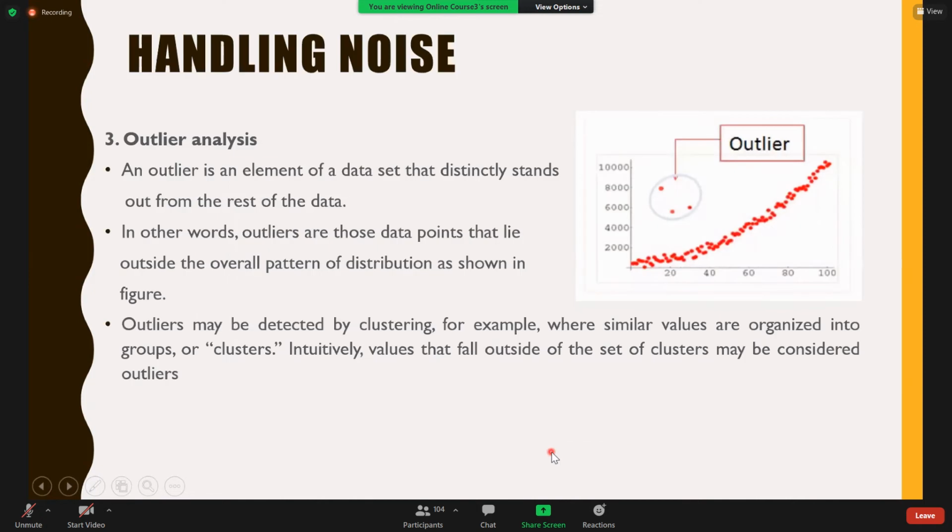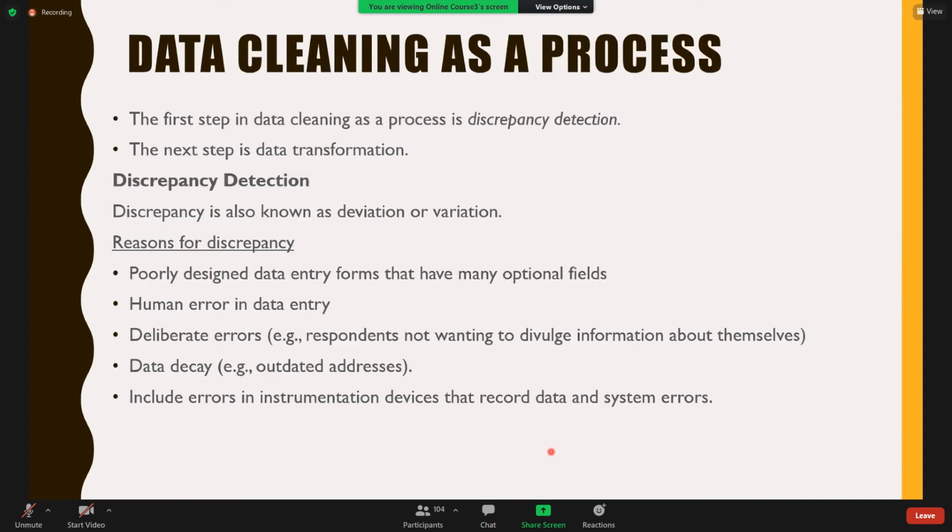Yeah. And outlier analysis is also one of the techniques for handling the noisy data. So clustering can be used for finding out the outliers. Next, data cleaning as a process, it consists of two steps. One is discrepancy detection and another one is data transformation.